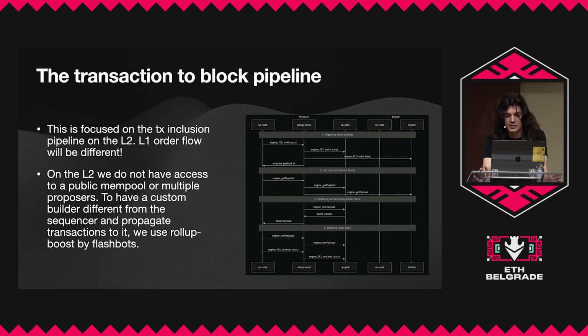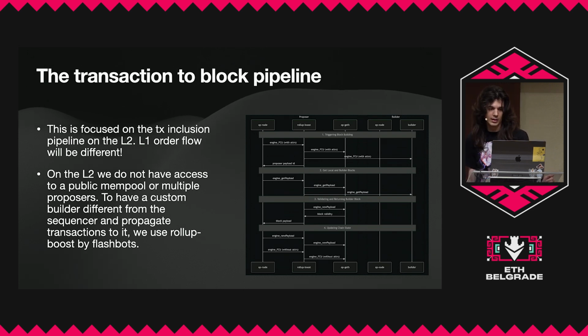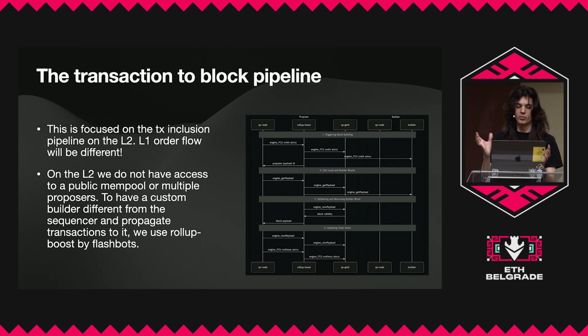Thankfully, OP Stack is architected very similarly to Ethereum. We have OP Node, which acts like the consensus layer, and we have OP Geth or Reth or whatever, acting as the execution layer. So to get an external block builder, we use a tool called Rollup-Boost, made by Flashbots, to proxy the connection between the execution layer and consensus layer and forward the engine API calls to our block builder.